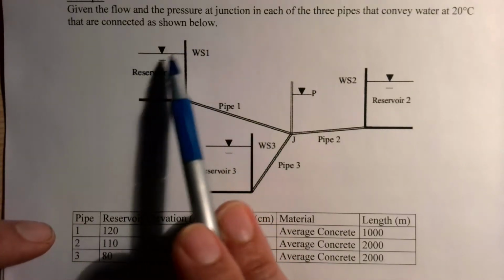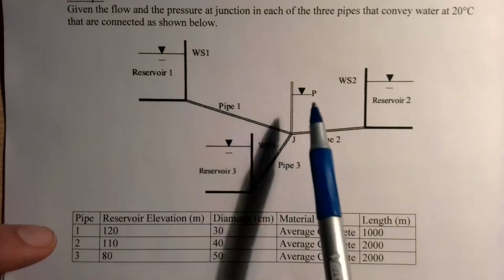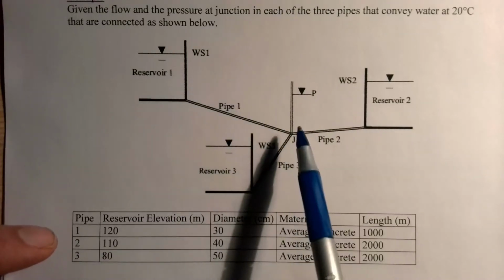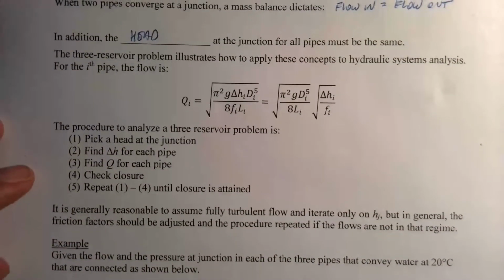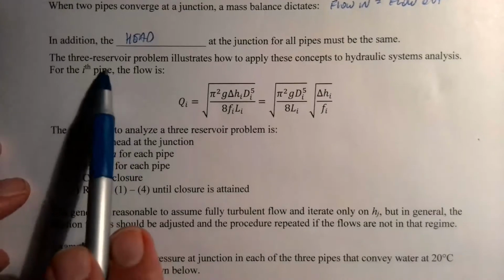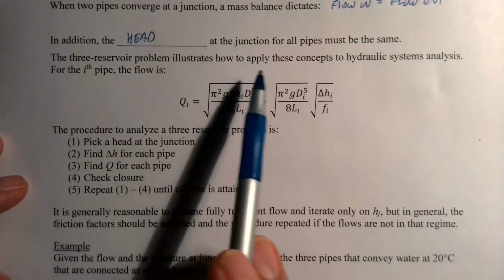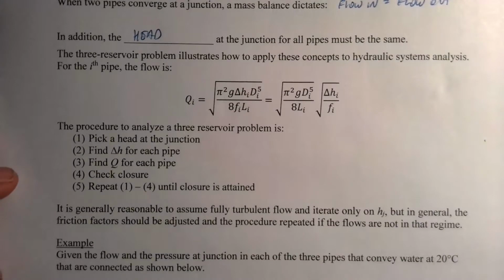If we know the head at the other end of the pipe, though, we can get the head loss. So the head losses don't have to be the same, but the head at that junction does need to be the same for whichever pipe you're analyzing. So this three reservoir problem that I showed you below is commonly used to try to understand this idea.